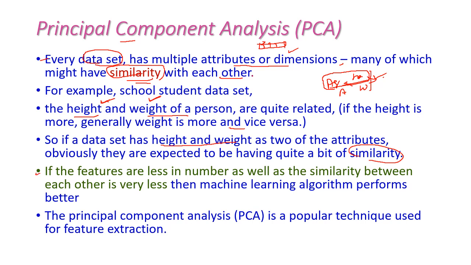That is, if the features are less in number, as well as the similarity between each other is very less, this is important. Then the machine learning will perform better. Otherwise, what will happen? The time complexity and space complexity will also increase. So to decrease the complexity, we have to take only a smaller number of features for our computation. For that purpose, we can use the algorithm principal component analysis.